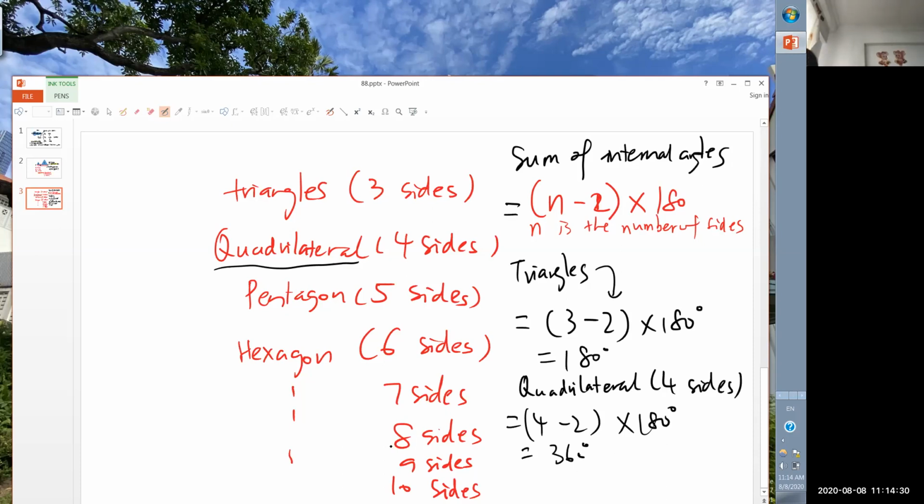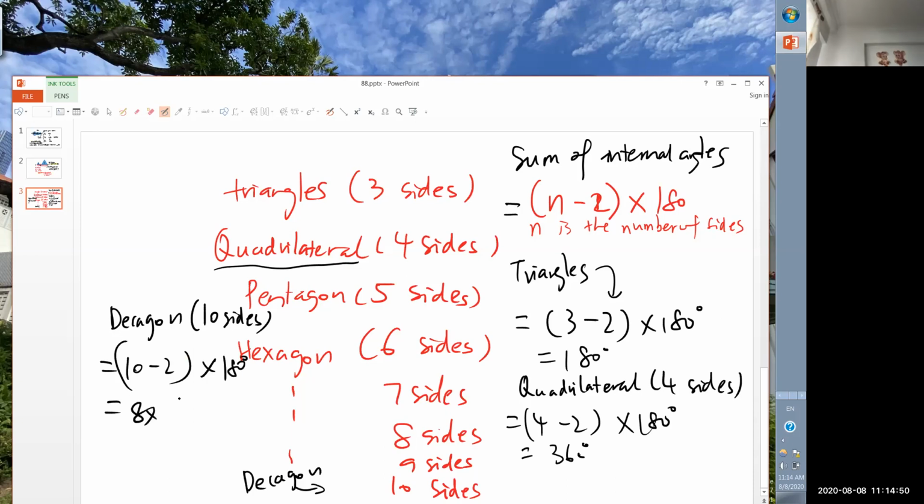So what if you have 10 sides? We call this a decagon. So for a decagon, it's 10 sides, so what you have is (10 minus 2) times 180. Can you help me out? Use your calculator. What is the sum of internal angles for a decagon? You see, 1440. Okay.